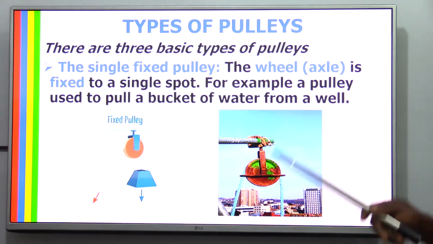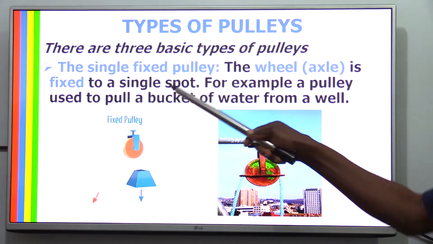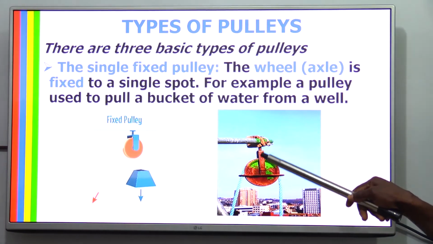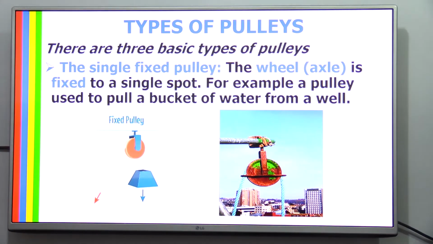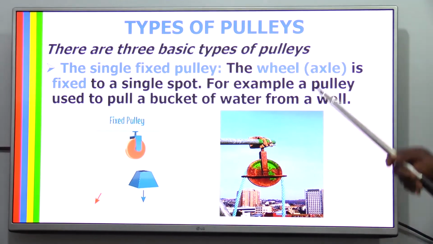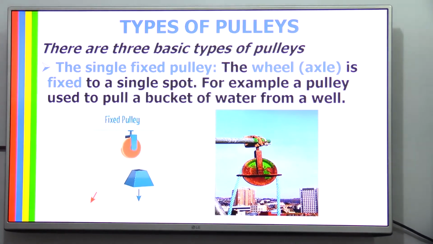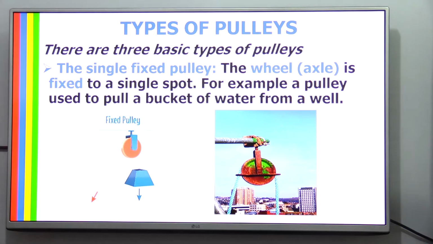What does that mean? The wheel is fixed to a single spot. You can see it is just single and stationed, it is fixed. It cannot be moved from one place to another. It's fixed on a spot. That is a single fixed pulley.